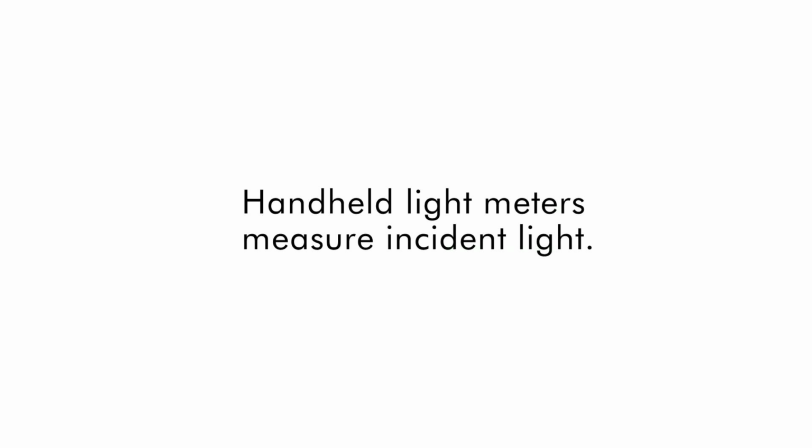Handheld light meters measure the light falling on your subject, which is called the incident light. Because handheld meters measure light before it hits your subject, they're not influenced by whether the subject is light or dark.